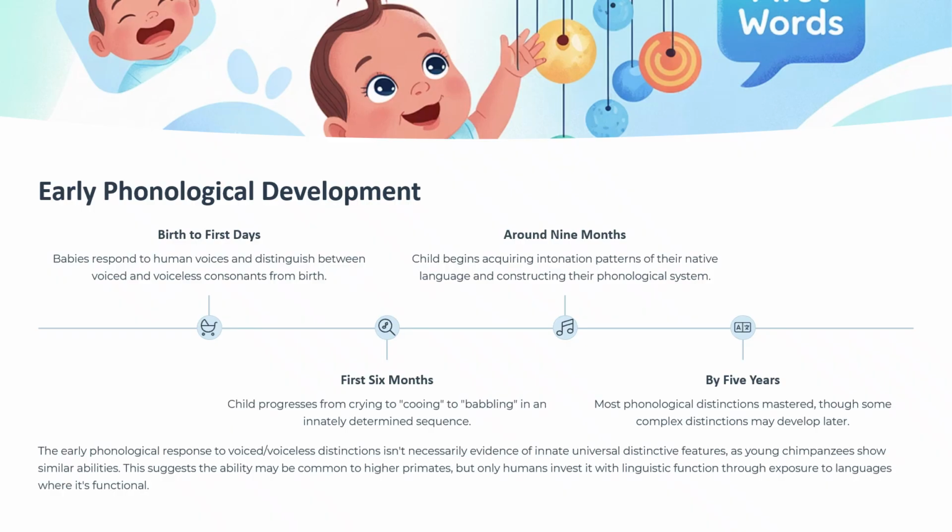In the first 6 months, the child progresses from crying to cooing to babbling in an innately determined sequence. By 5 years, most phonological distinctions are mastered, though some complex distinctions may develop later. The early response to the voiced, voiceless distinction isn't necessarily evidence of innate universal distinctive features, as young chimpanzees show similar abilities. This suggests the ability may be common to higher primates, but only in humans is it invested with linguistic function through exposure to language.